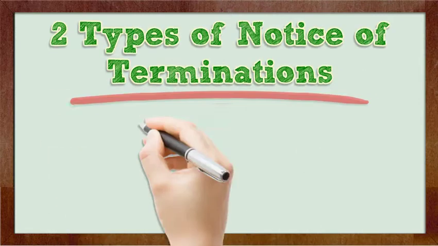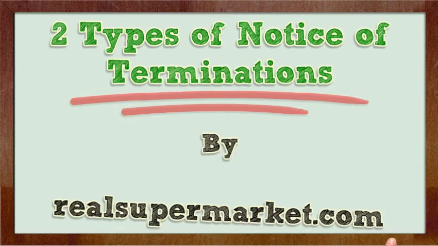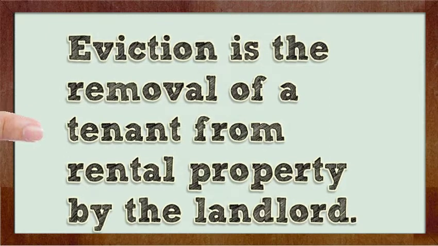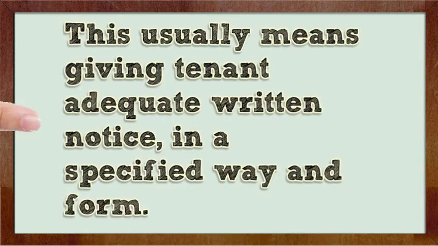Two types of notice of termination. Eviction is the removal of a tenant from rental property by the landlord. Landlords can't evict tenants without terminating the tenancy first. This usually means giving the tenant adequate written notice, in a specified way and form.